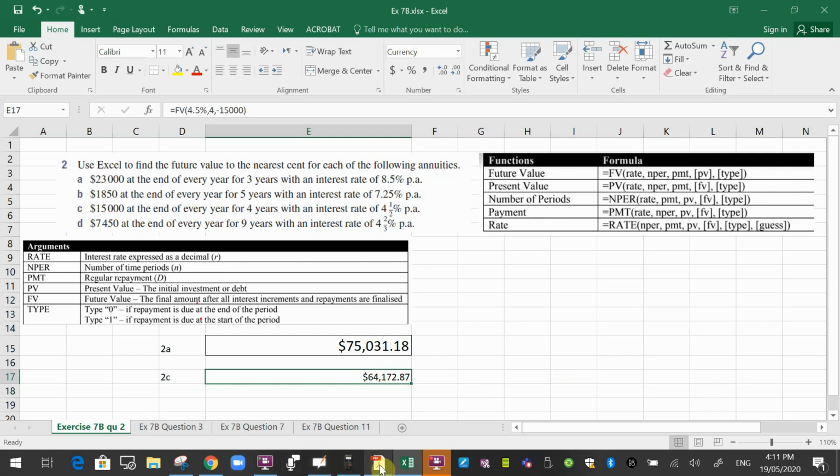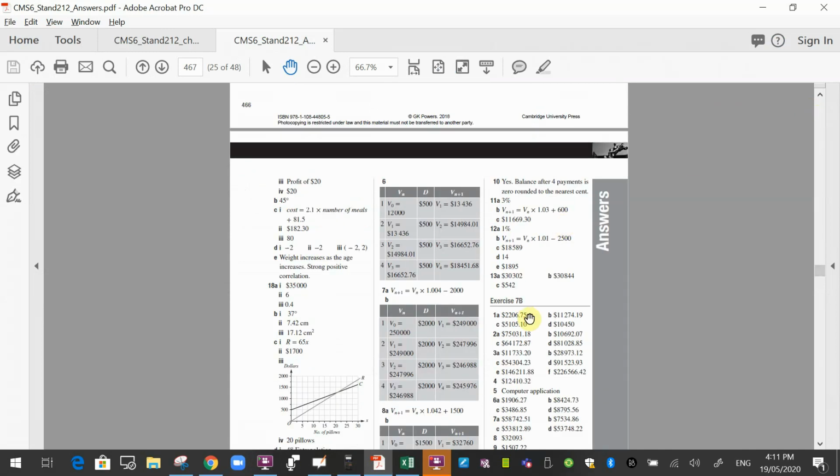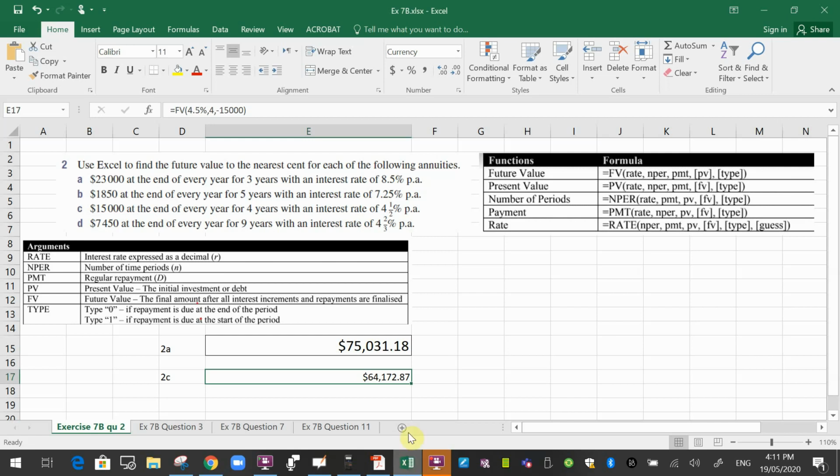2C, 64,172. Bingo. Okay. So fractions, you put the whole number, a space, and then the fraction. Excel has taken it as 4.5. So 4 2/3, you'd do it 4 space 2/3. And it'll make it 4 2/3 and the percent. Okay, that's how you put it into the formula. So that's question 2.